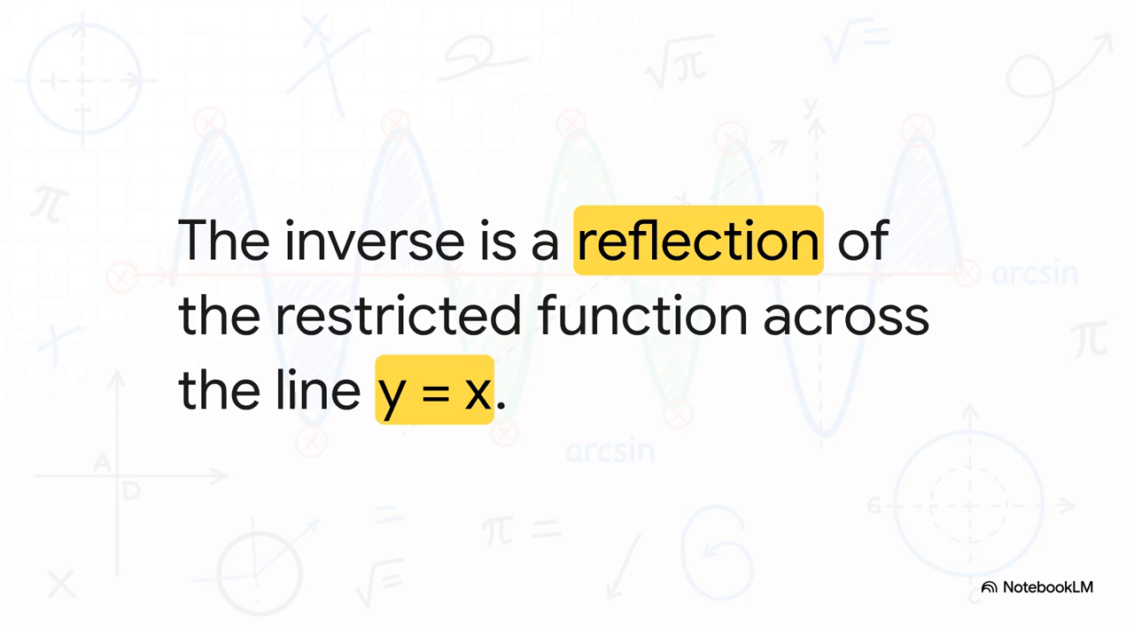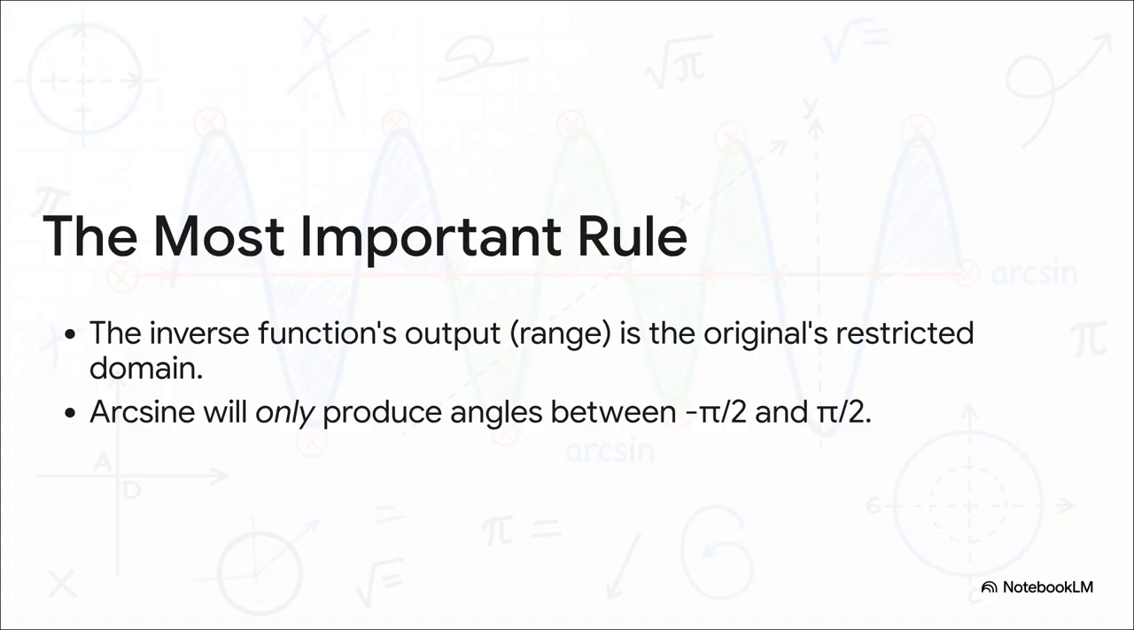And this new function has its own set of rules, which are directly inherited from its parent. And listen up, because this is the absolute most important key to our entire puzzle. The restriction we put on the sine function's input doesn't just vanish. It gets passed down to the inverse function as a strict rule for its output. What this means is that the arcsine function is physically incapable of giving you an answer outside of that negative pi over 2 to pi over 2 range.